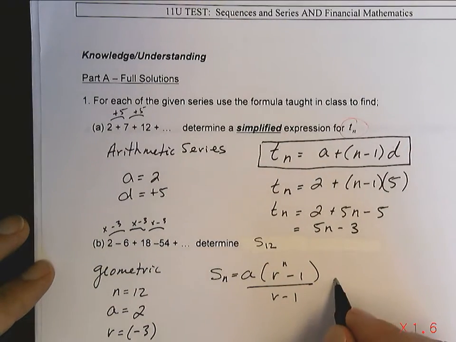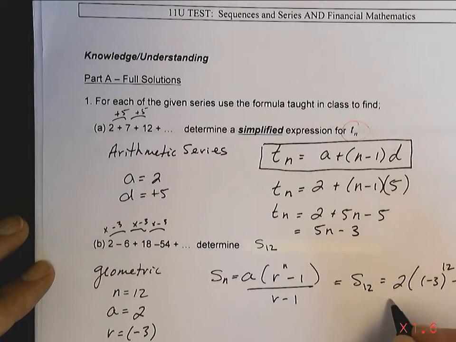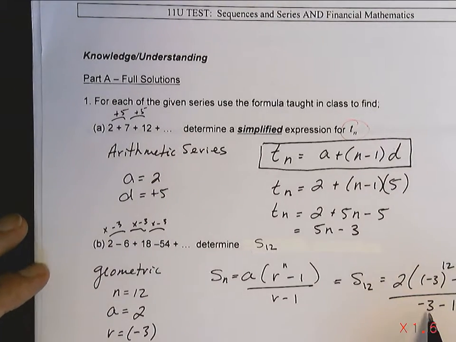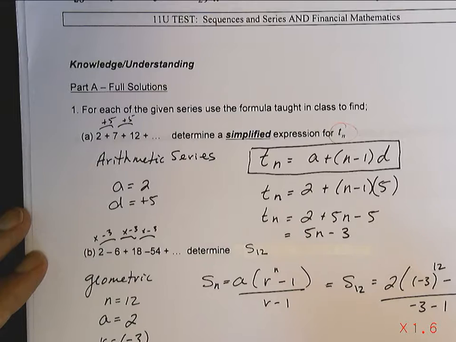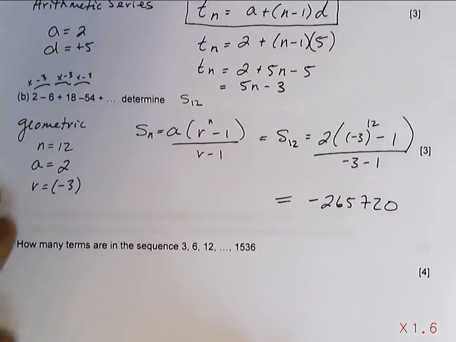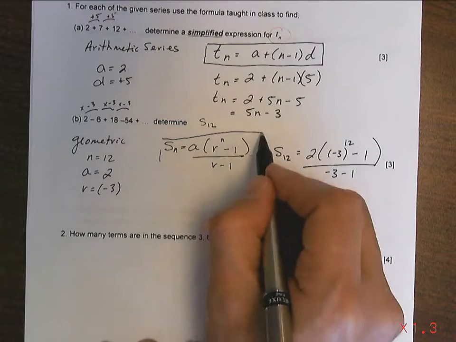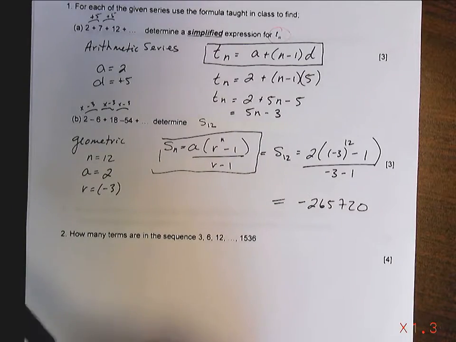Plugging in what we've got, you're going to get S sub 12 equals 2 times bracket negative 3 to the 12 minus 1 bracket, all over negative 3 minus 1. Now there's where you might make a mistake. You might not change that to a negative 3. Make sure you do. The final answer here is going to be, and that's worth 3 marks. Okay, so this was the formula that you needed. If you use the wrong formula, everything falls apart. If you don't know that it's geometric, you're in trouble.